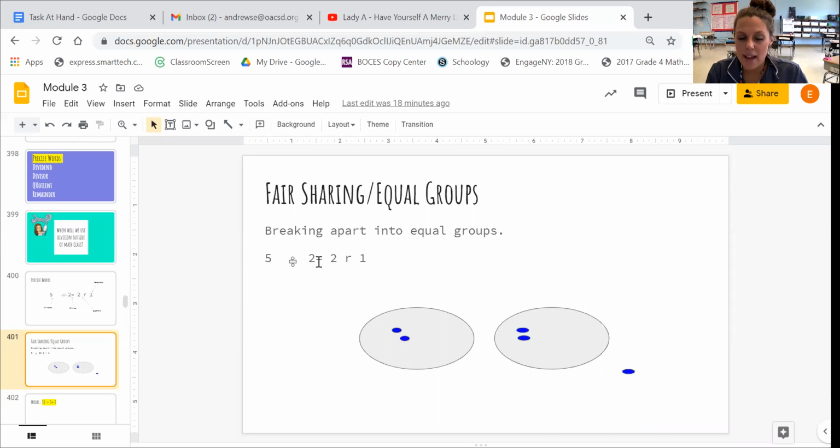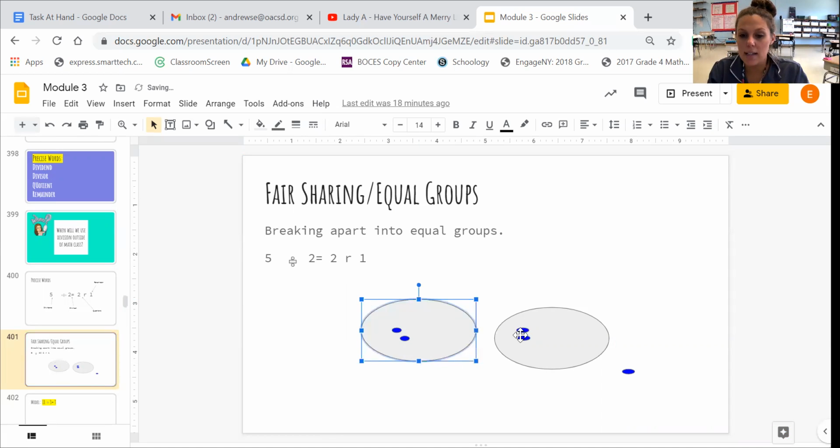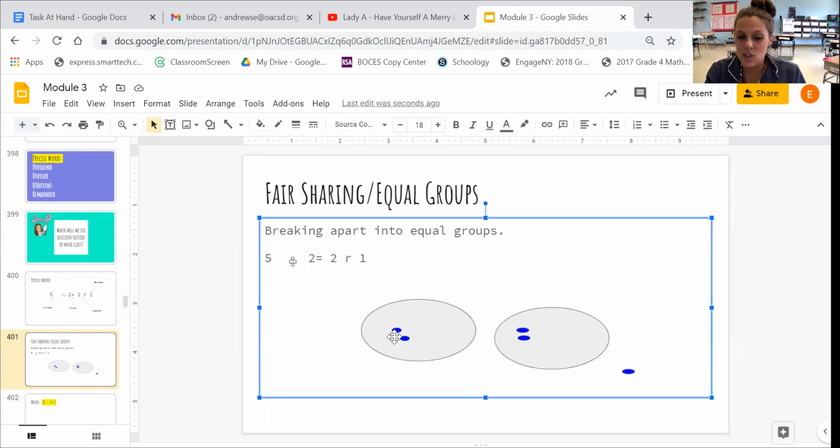So 5 divided by 2. I'm going to break it apart. So I'm going to count to 5 and fair share, equal sharing, breaking it apart into groups. So I would have 1, 2, 3, 4. Now I can't put this 5th cookie over here because that wouldn't be fair. That would mean like Michael had 5 cookies or 3 cookies and Alexander had 2. That's not fair. So that means each of my children would get 2 cookies, and then there's a remainder of 1.